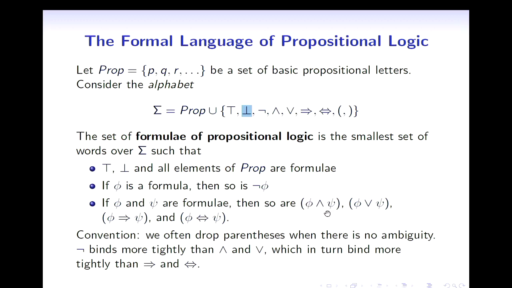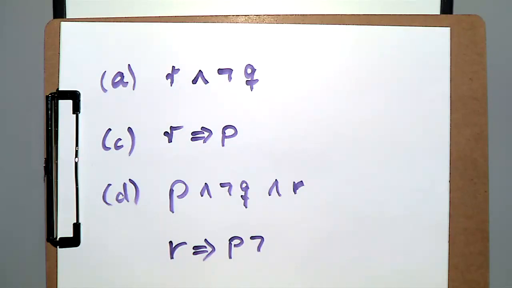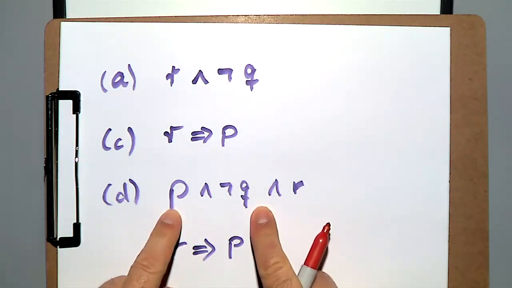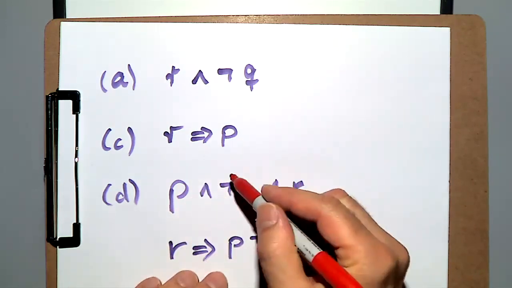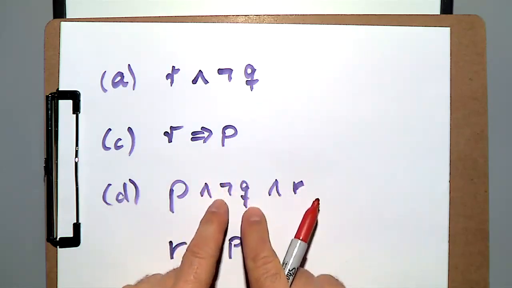So by definition, I would always use parentheses around a connective and its two arguments. But the convention is that we often drop parentheses when there is no ambiguity. And in this case, the standard assumption is that not binds more tightly than conjunction and disjunction, which in turn bind more tightly than implication and bi-implication. By which I mean that, for instance, here, I didn't use parentheses in order to say that I mean not Q. I could have put parentheses around here, but intuitively I have omitted this.